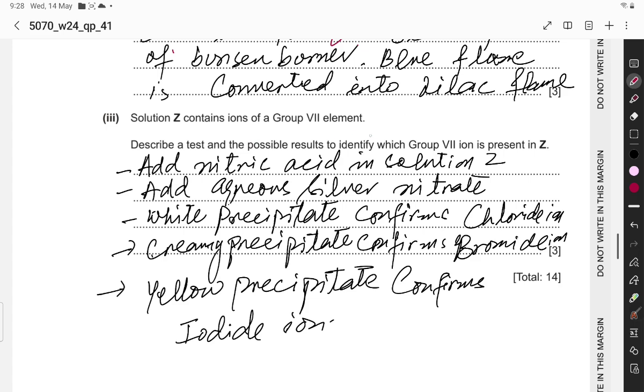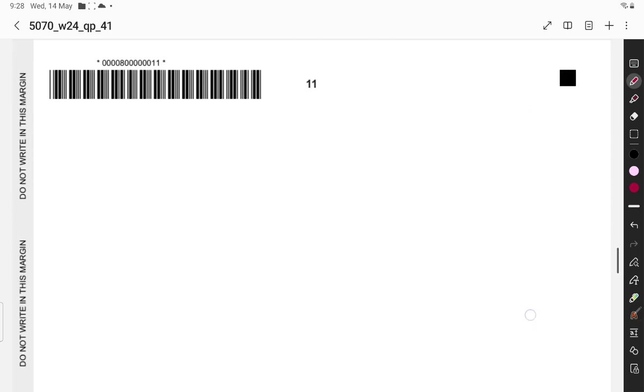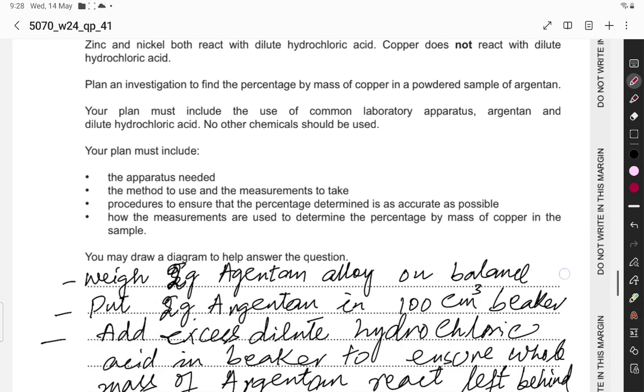Solution Z contains ions of a group 7 element. Describe a test and the possible results to identify which group 7 ion is present in Z. Add nitric acid to solution Z. Add aqueous silver nitrate. White precipitate confirms chloride ion. Creamy precipitate confirms bromide ion, and yellow precipitate confirms iodide ion if present.